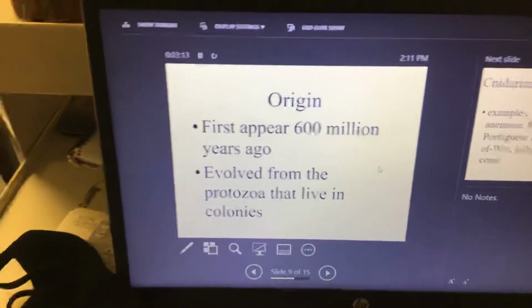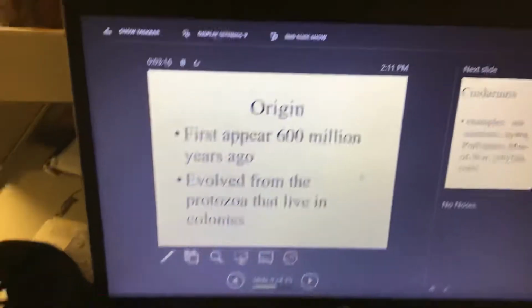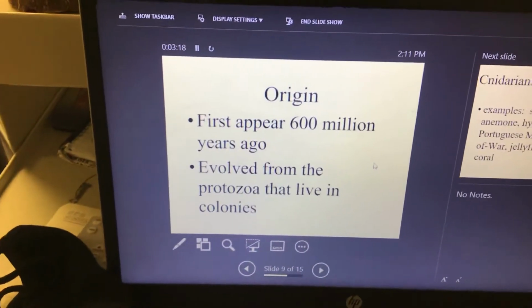These have been here a long time. They were some of the first animals, and they're very, very simple.